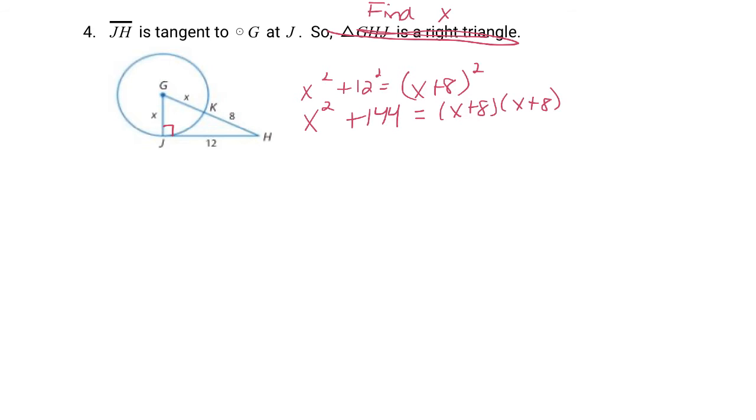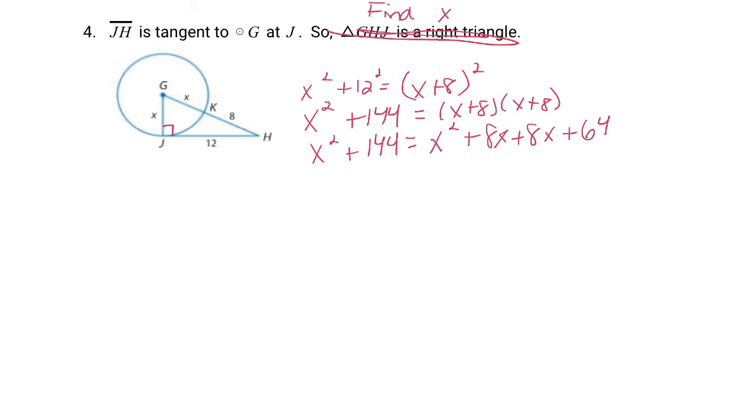We use the FOIL method. Oh, we're really drawing back into the archives. FOIL method says that we take first times first, so X times X is X squared. X times 8 is plus 8X. 8 times X is plus 8X. And 8 times 8 is plus 64.